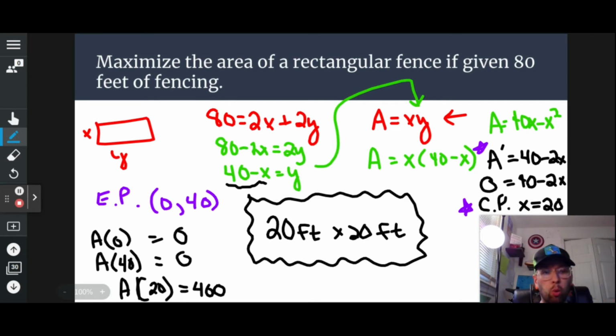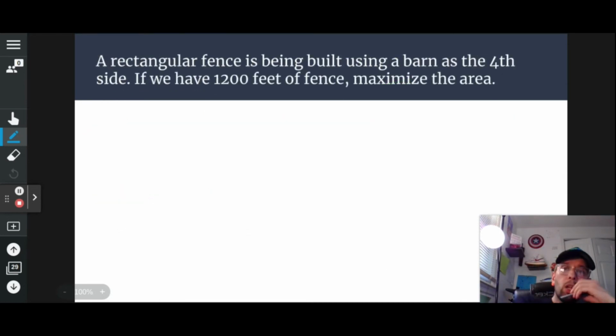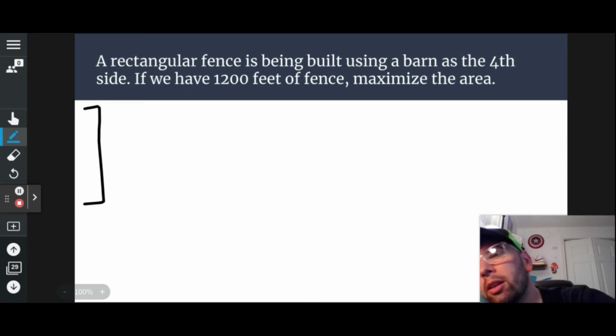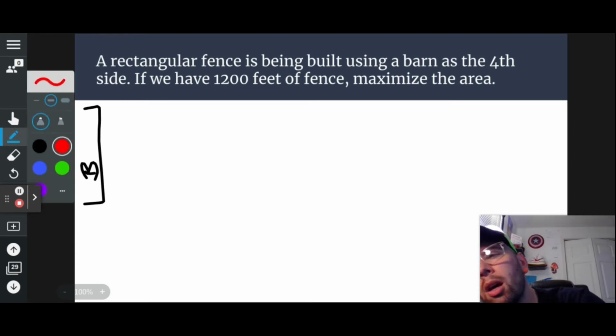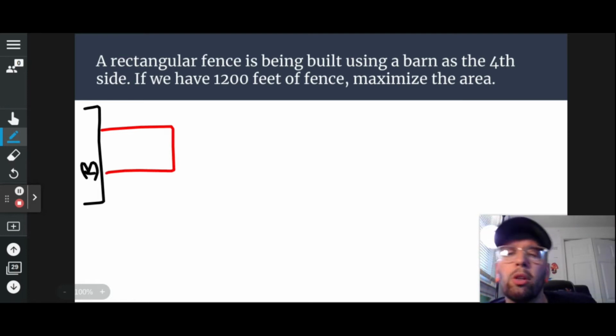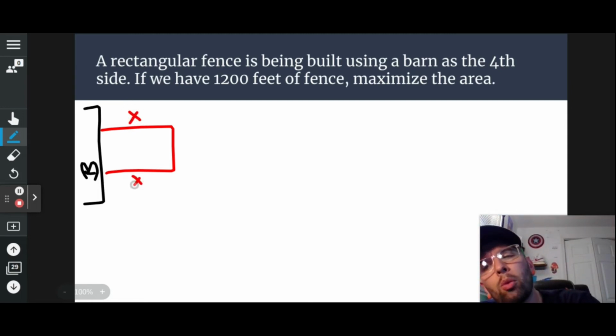Now, I said that if you have 4 sides of the rectangle. Well, what if you don't? So now you have a barn. There it is, B for barn. And you have a rectangular fence where you're using the 4th side, and the barn is the 4th side. We'll call this X, this X, and this Y.